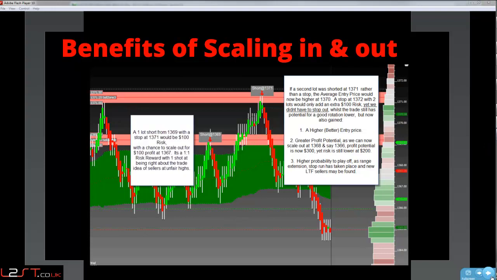Any questions about that? Now, I'm not saying you have to do this. I'm saying that you might want to consider scaling into your position, not averaging in. You're not building a bigger position than you should have. You have to know what your risk limit is. You have to know what your full position size is.